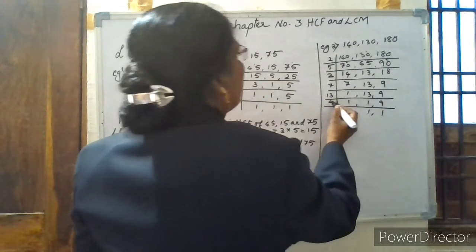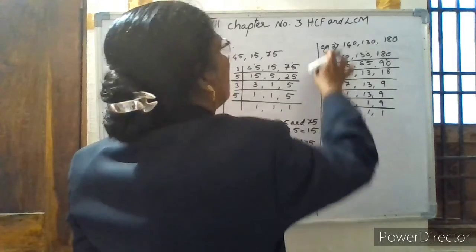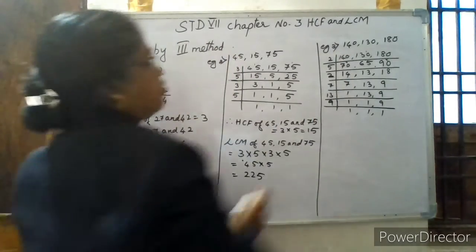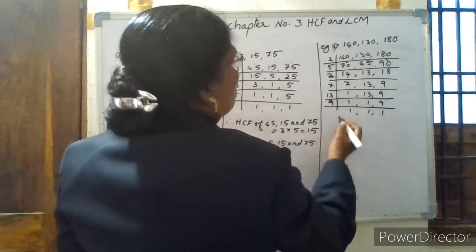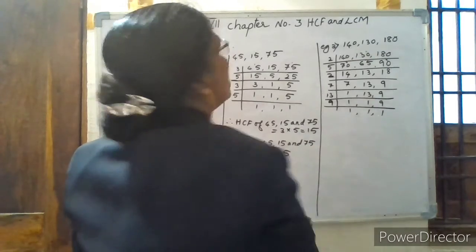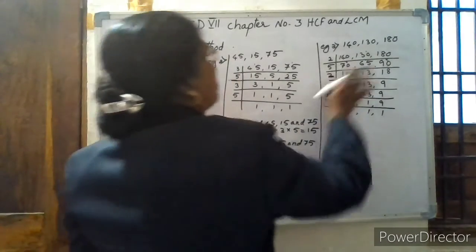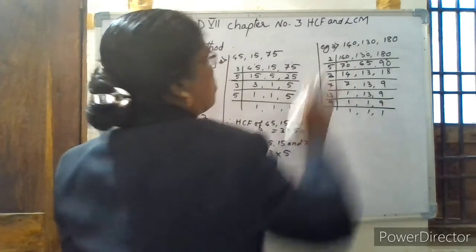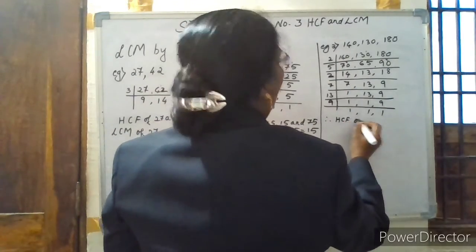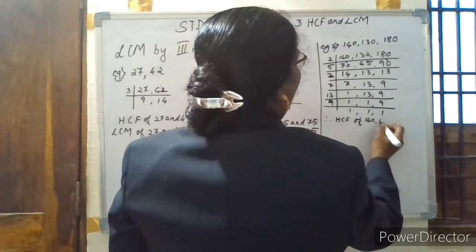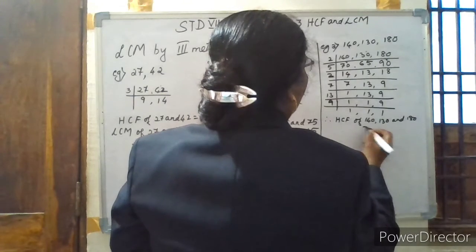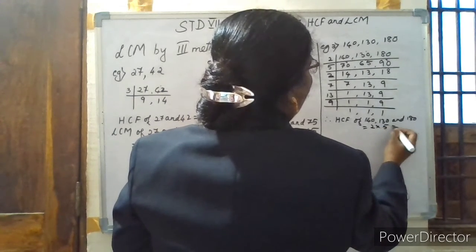It is not necessary that in this method you get prime numbers every time. You can take other numbers also. So here only these two were common for all the three numbers. Therefore, the product of these two numbers becomes the HCF. So the HCF of 140, 130 and 180 is equal to 2 into 5, that is equal to 10.